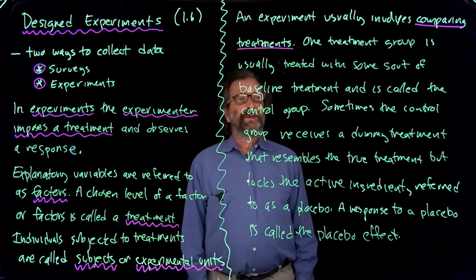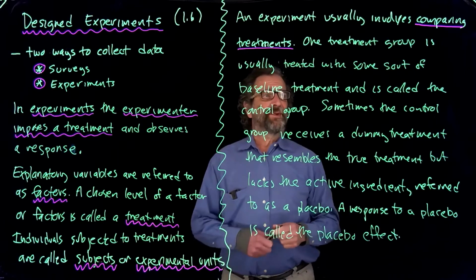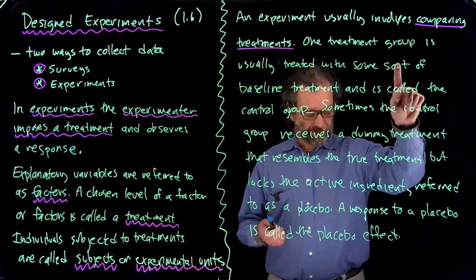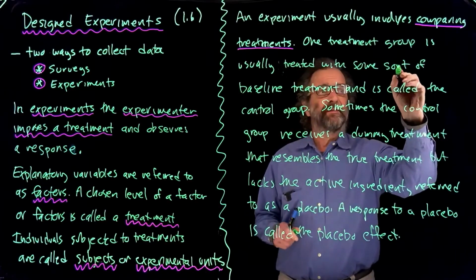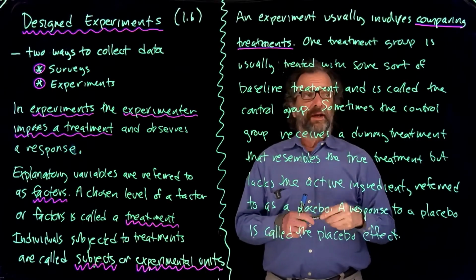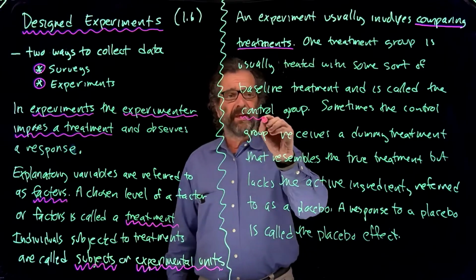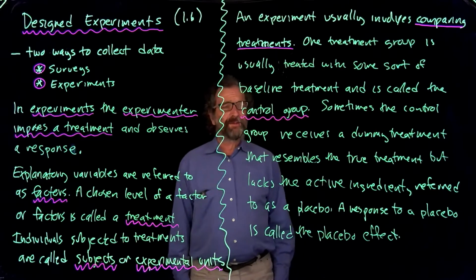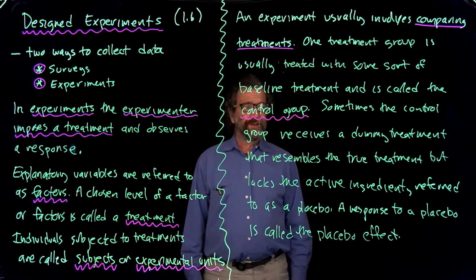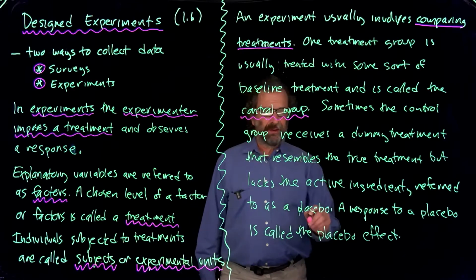So in order to avoid confounding, one treatment group is usually treated with some sort of baseline treatment. It is called the control group. So we need a control group. Sometimes the control group receives a dummy treatment that resembles the true treatment but lacks the active ingredient. And that treatment is called the placebo.